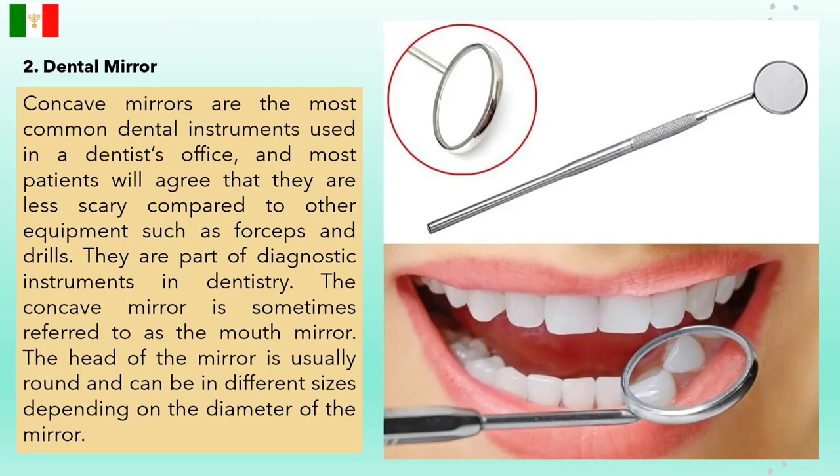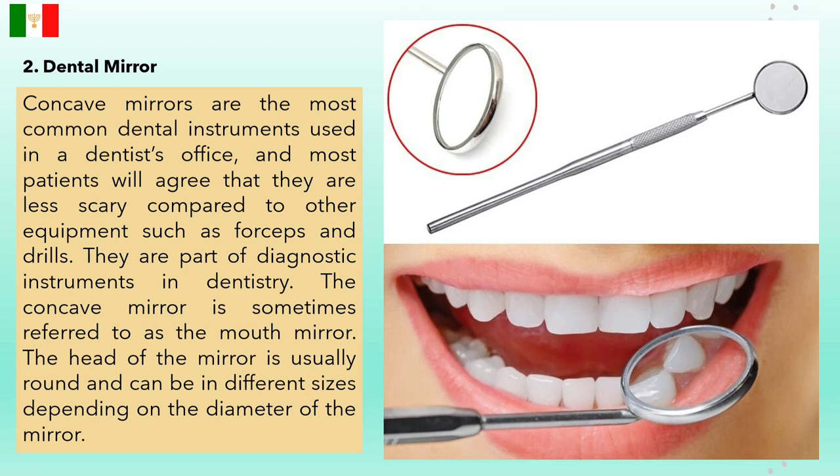Next is dental mirror. Concave mirrors are the most common dental instruments used in a dentist's office, and most patients will agree that they are less scary compared to the other equipment such as forceps and drills. They are part of diagnostic instruments in dentistry. The concave mirror is sometimes referred to as the mouth mirror. The head of the mirror is usually round and can be in different sizes depending on the diameter of the mirror.